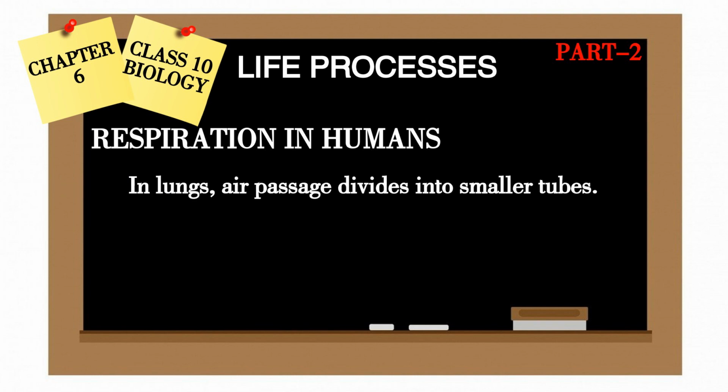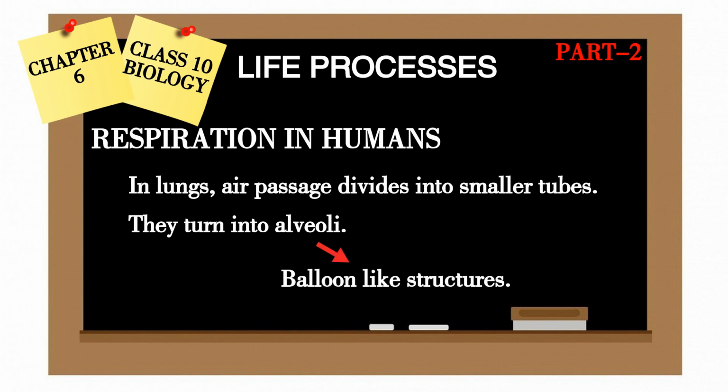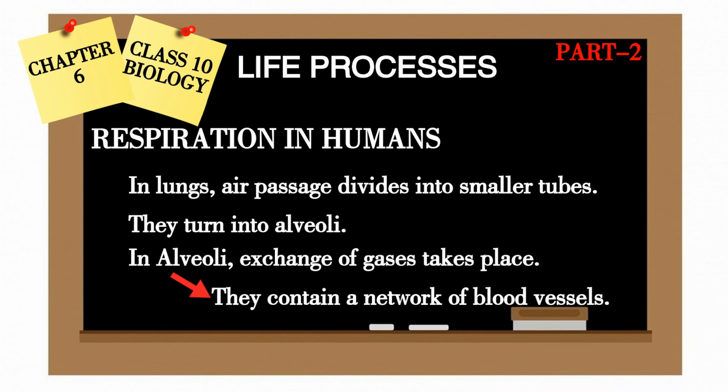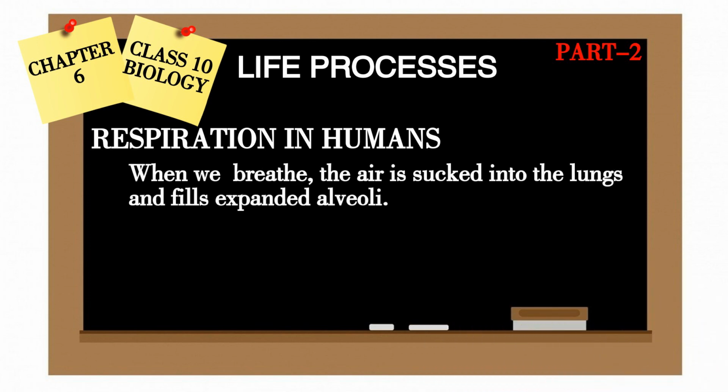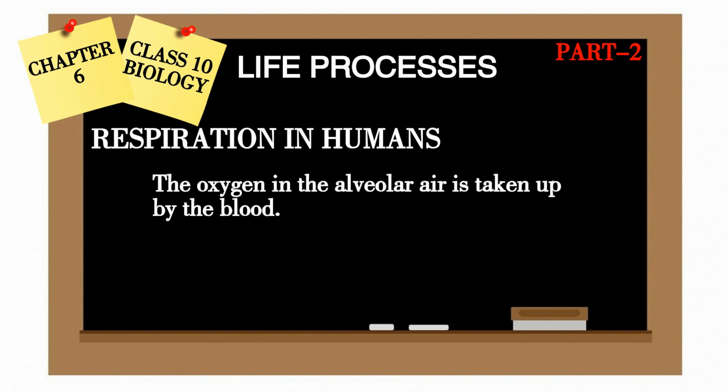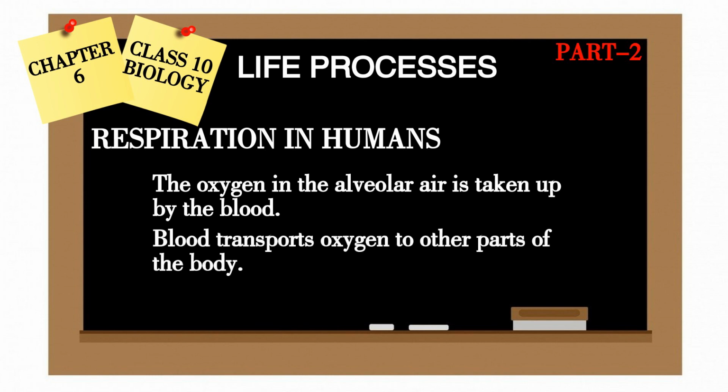When the air enters the lungs, the air passage divides into smaller and smaller tubes and then they form alveoli, which are balloon-like structures. The alveoli provide a surface where the exchange of gases takes place, and they contain a network of blood vessels. As you know, when we breathe in, the air is sucked into the lungs and fills the expanded alveoli. The blood also plays an important role by bringing carbon dioxide from other parts of the body for release. Now the carbon dioxide goes into the alveoli and the oxygen present in the alveolar air is taken up by the blood and then transported to all cells of the body.